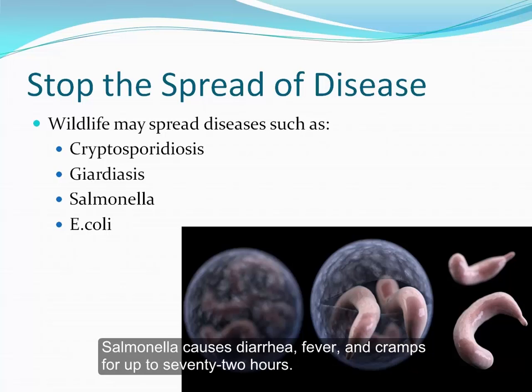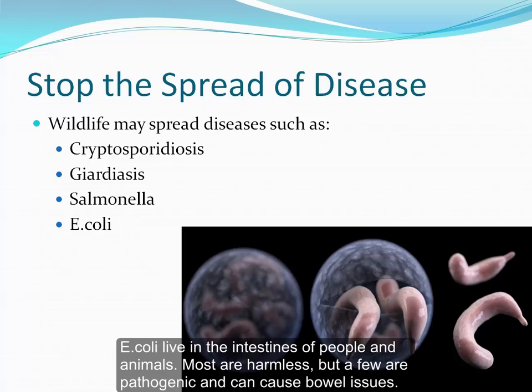Salmonella causes diarrhea, fever, and cramps for up to 72 hours. E. coli live in the intestines of people and animals. Most are harmless, but a few are pathogenic and can cause bowel issues.